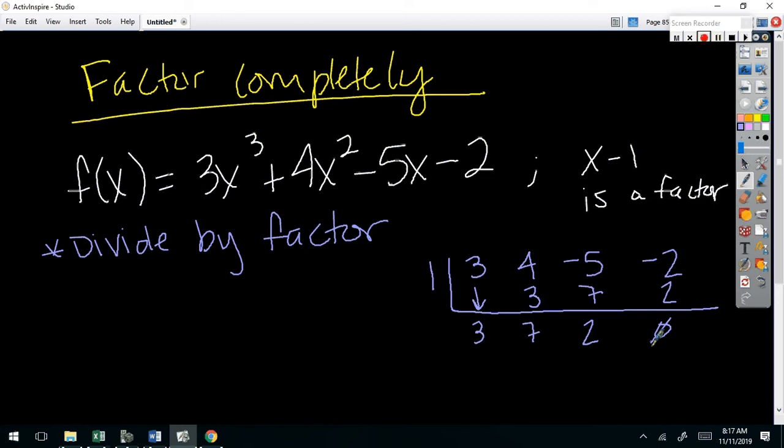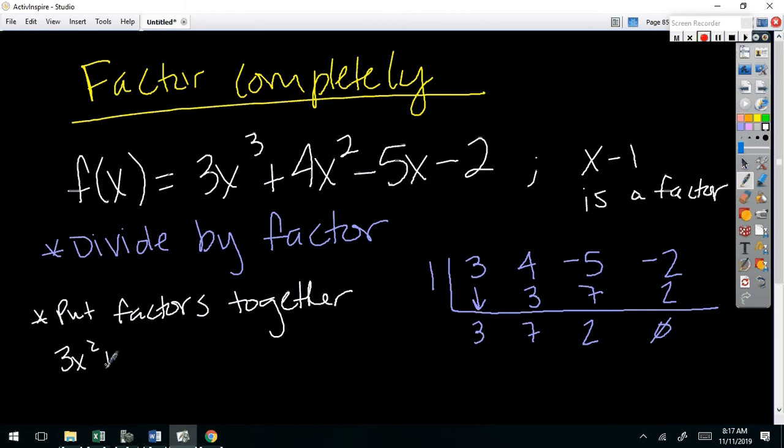Okay. So now put your two factors together and what does it look like? That's exactly right. 3x squared plus 7x plus 2. And you want to multiply it by that factor that you divided by. Now remember, what did I ask you to do in the first place? Factor completely and what? Find the zeros.